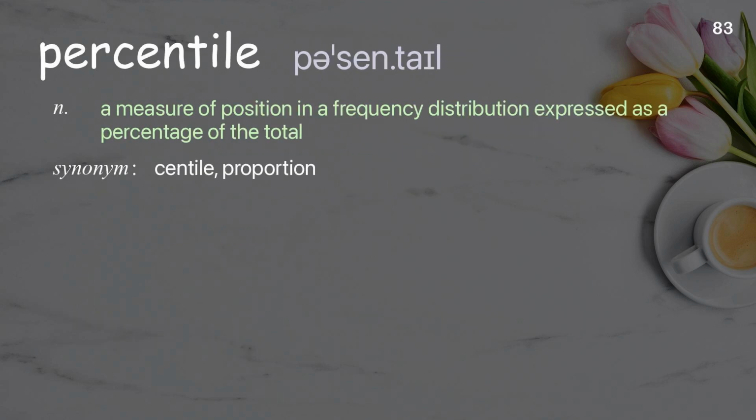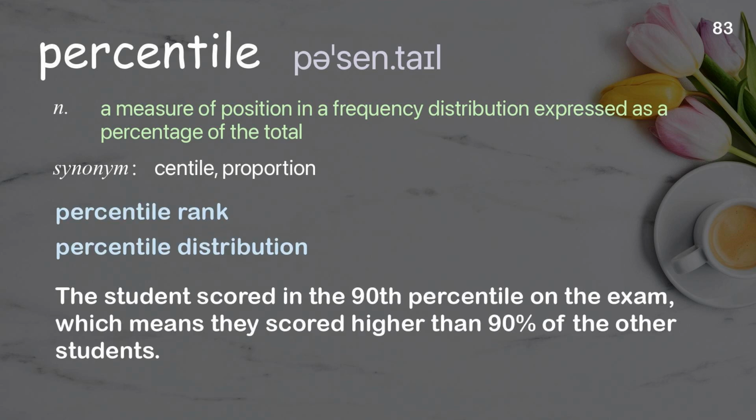Percentile: a measure of position in a frequency distribution expressed as a percentage of the total. Examples: percentile rank. Percentile distribution. The student scored in the 90th percentile on the exam, which means they scored higher than 90% of the other students.